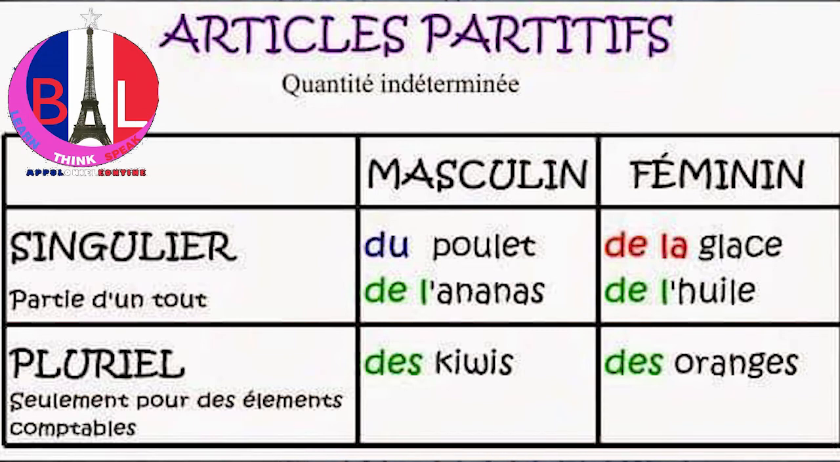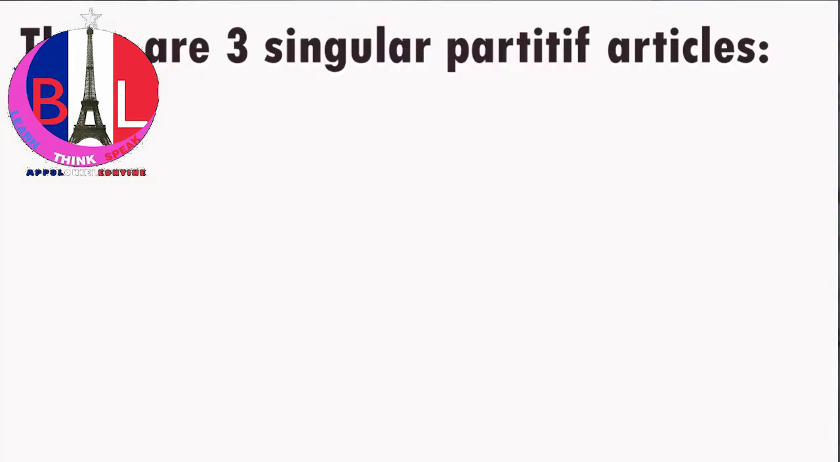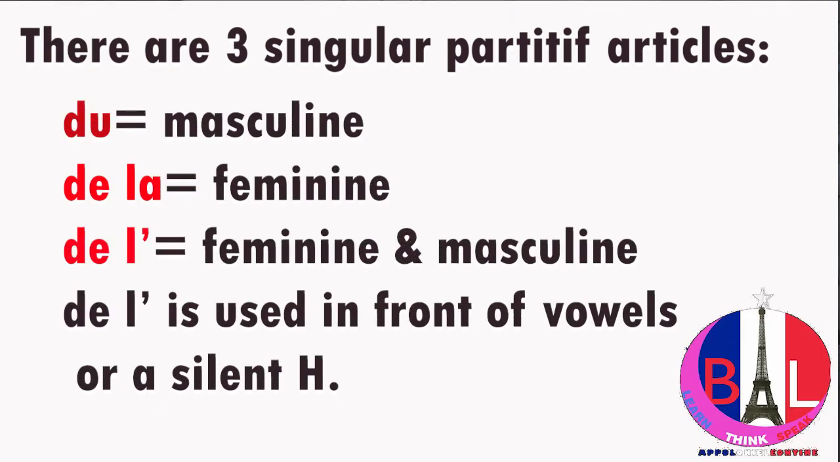There are three singular partitive articles, which are stated before: masculine, du, feminine, de la, then de l' apostrophe, which can be both masculine and feminine, and it is used in front of vowels or silent H. We use the de l' in front of vowels or silent H. It can be masculine or feminine.